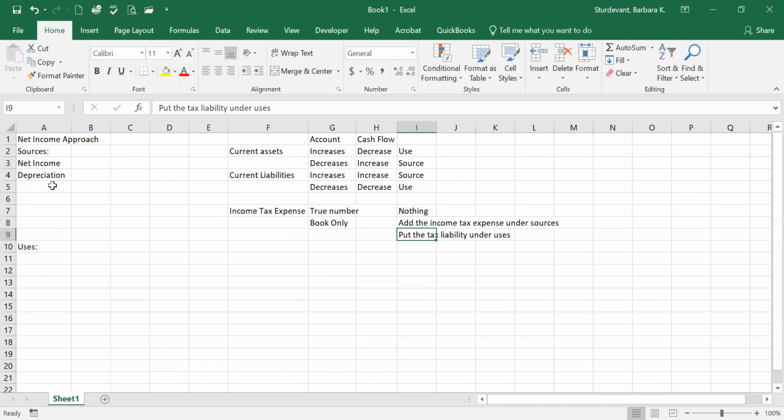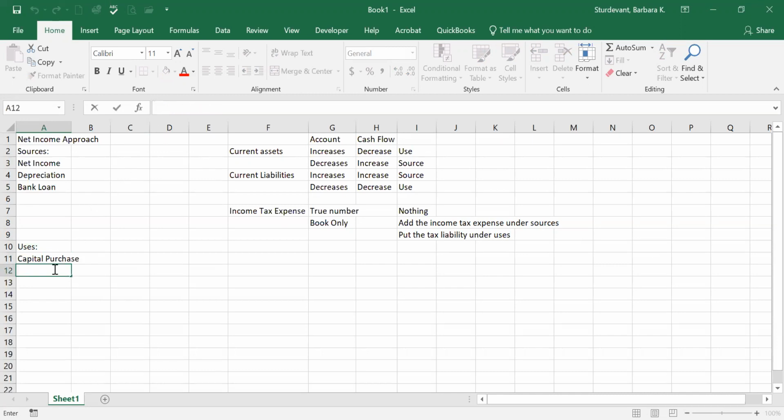Okay, the other thing here that you could have could be a bank loan. Down here, we could have the purchase. I'm going to put a capital purchase. We could have a distribution to the owners. Anything that's going to make cash go out. You're going to add your total sources.